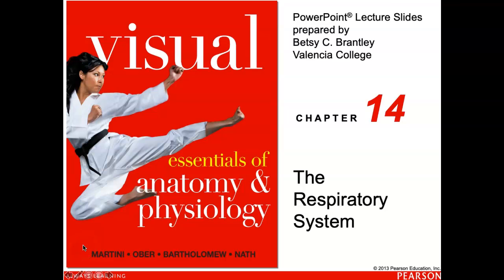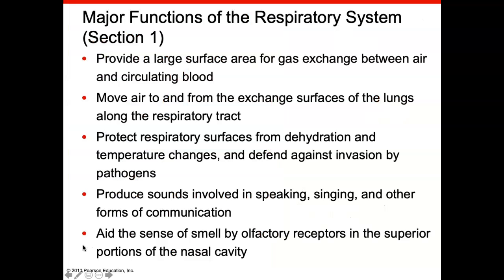Chapter 14 is on the respiratory system. So here are some major functions of the respiratory system. There's a huge surface area for gas exchange. The air is moved from the exchange surfaces in the lungs along the respiratory tract. The respiratory surfaces are protected from dehydration, temperature changes, and there's defense against pathogens.